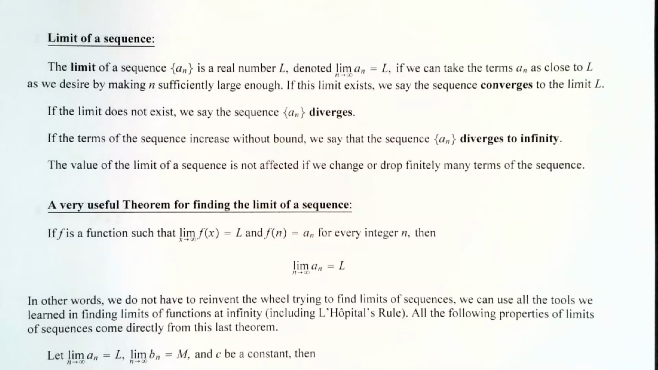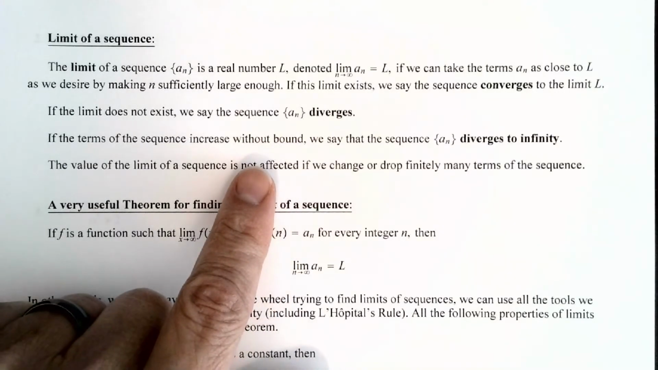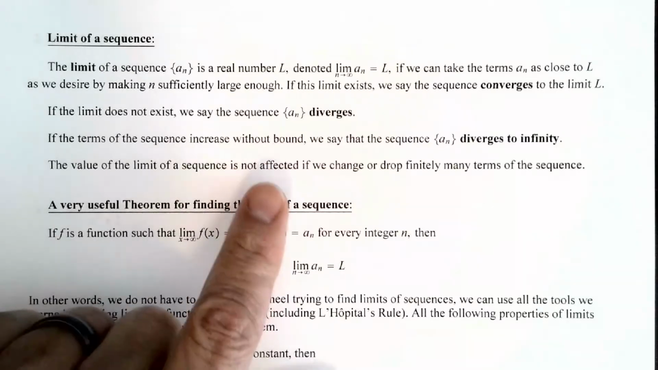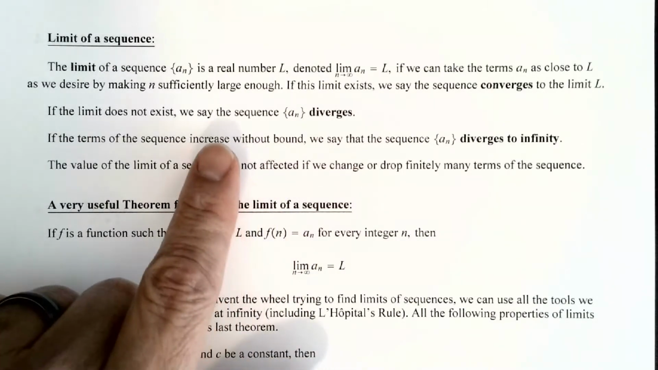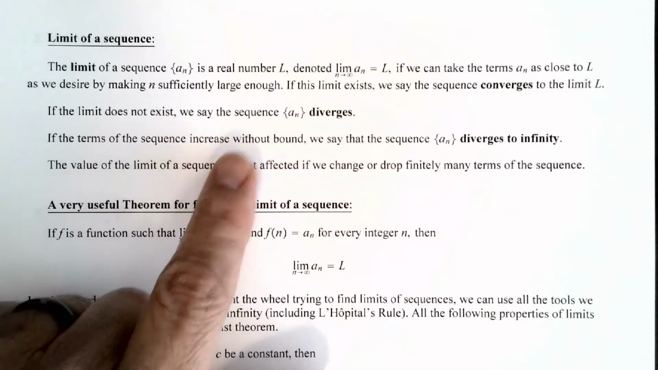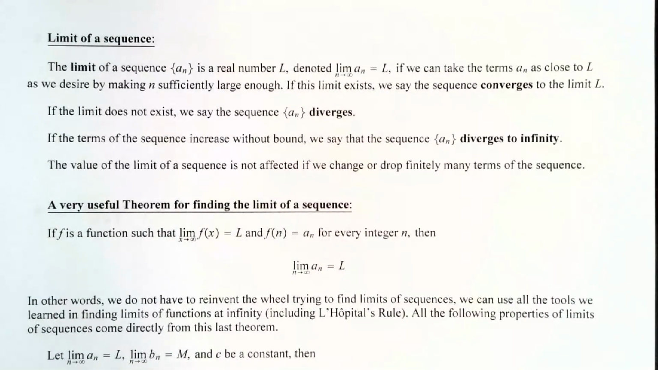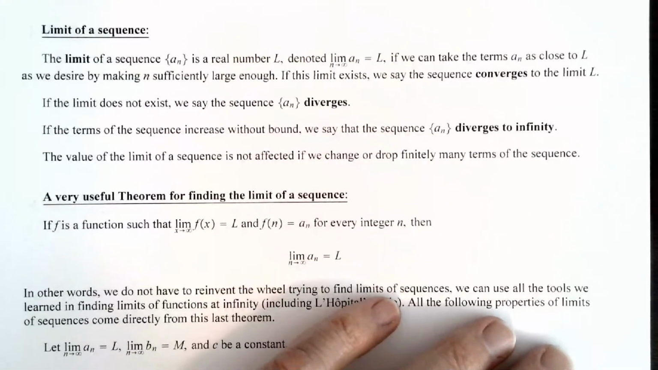Now the book will sometimes talk about if the terms of the sequence increase without bound. In other words, their values are getting larger and larger in absolute value as n goes to infinity. We say that the sequence diverges to infinity. In either case, if the limit does not exist or the limit is plus or minus infinity, a lot of times we'll just say the sequence diverges. I think the book makes a difference between diverges and diverges to infinity, and that's fine. But in general, in both cases, we say the sequence is divergent.